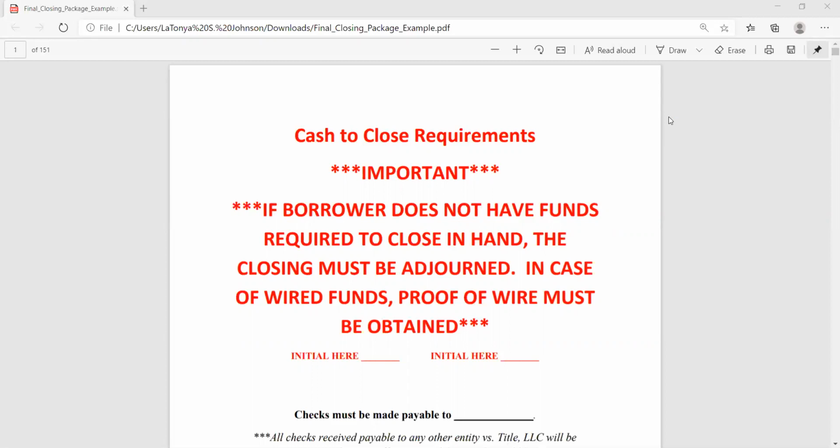Okay, so when you download your documents, the first thing that you'll see are directions from the actual lender. This particular document says that if the borrower does not have funds required to close on hand, then the closing must be adjourned. So you have to stop the closing. In case of wired funds, proof of the wire must be obtained and they initial here. So if they wired the money, then you have to either take a picture of the wire transfer confirmation, or they have to give it to you so that you can include it within the document.